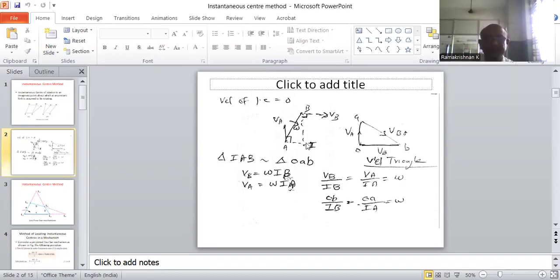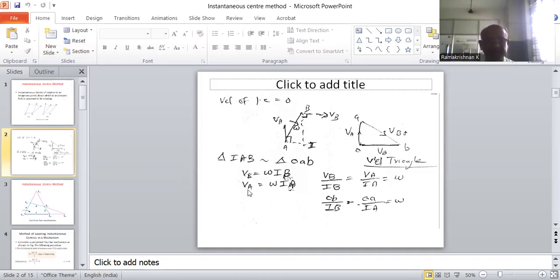AOB. From the two similar triangles, we can get some similarity. By equations, the velocity of point B on the link, we know the formula is omega into r. The link is rotating at uniform angular speed omega. So the velocity of point B equals omega into r. Here B is rotating at that instant about the center I, so the distance r here represents IB.